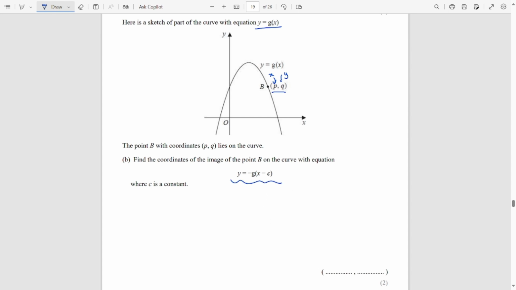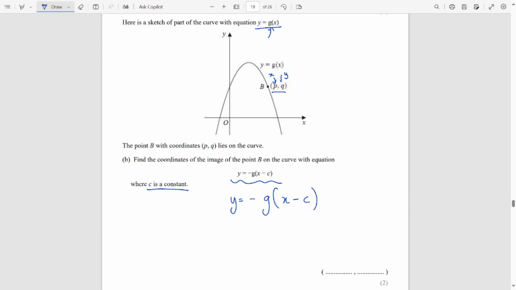Now, I think this can be a bit confusing because they've used g instead of f. They tell you that c is a constant. So c is like 5, 2, 6. It's a constant. It's a number. They don't give you that information for g because g is not a constant. G is actually relating back to this g here, which is the actual function itself. So we have y is equal to minus g. And g is the function x minus c.